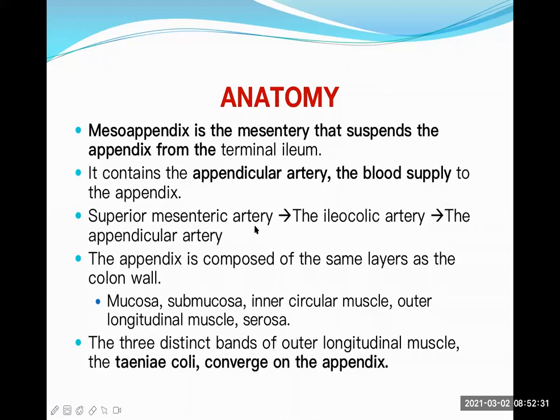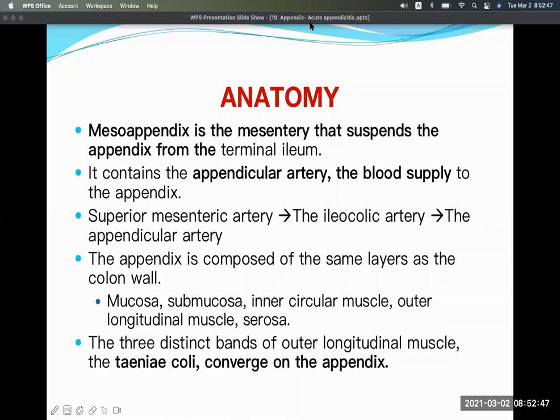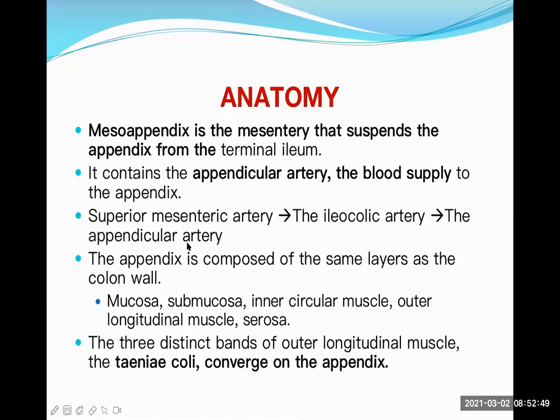So the artery is the superior mesenteric artery, which comes out from the abdominal aorta. It has one important branch, which is called the ileocolic artery, and that ileocolic artery gives rise to the appendicular artery. So that's how the appendix is supplied. And one important point here is, before the surgeon removes the appendix, this appendicular artery has to be secured.